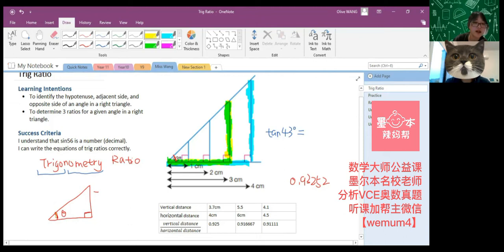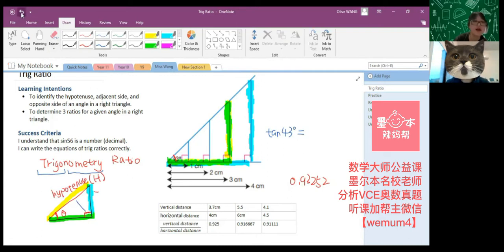Yellow, green, and blue. Which one is my hypotenuse? Which color? Yeah, yellow, thank you. So this is my hypotenuse. I'm going to write down hypotenuse here. I can also use H to stand for hypotenuse because this is the longest side and it's also opposite to this right angle.